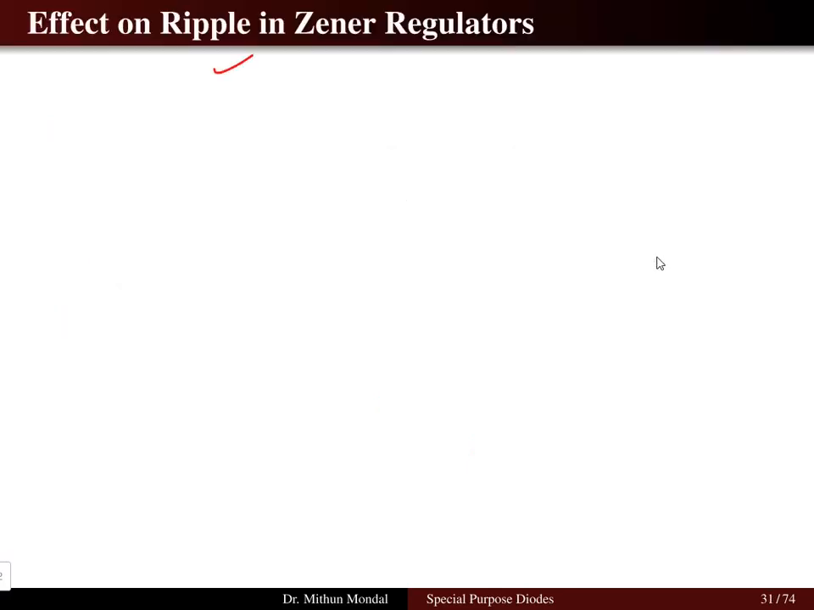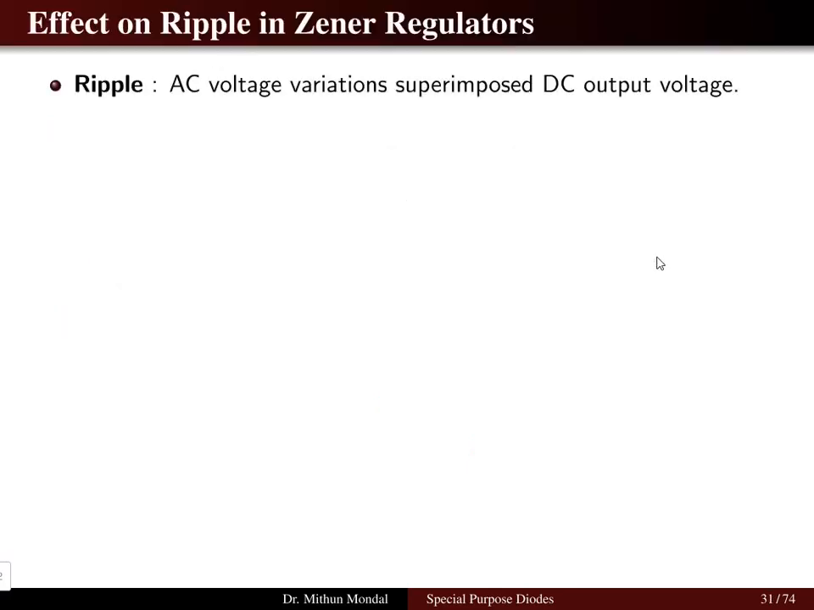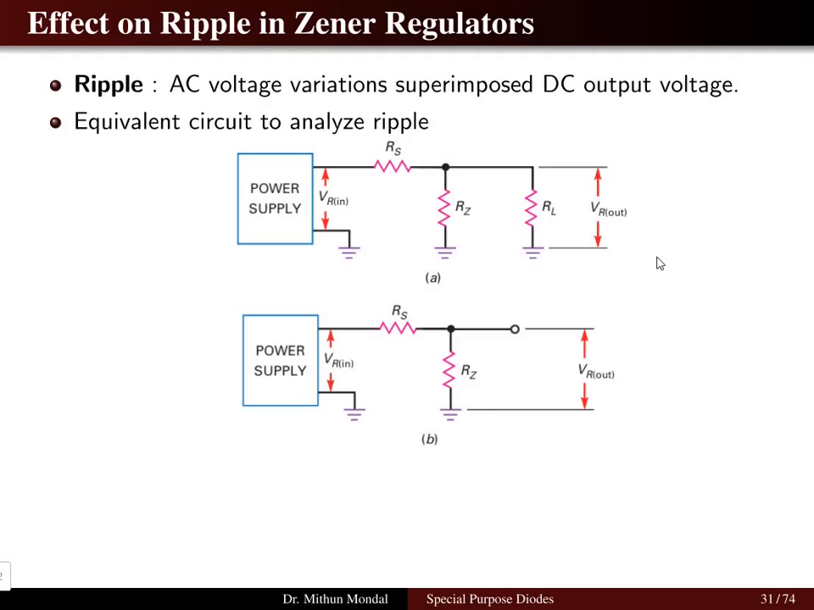What is the effect of ripples on the Zener regulator? Ripple, we have seen, is the AC voltage variation that is superimposed over the DC output voltage. Basically we ideally need the DC output voltage, but there will be some amount of AC component present which will be superimposed on DC, that is known as ripple. So we will see what will be the total output voltage across the load resistor when you have the ripples present, and the equivalent circuit to analyze this ripple.